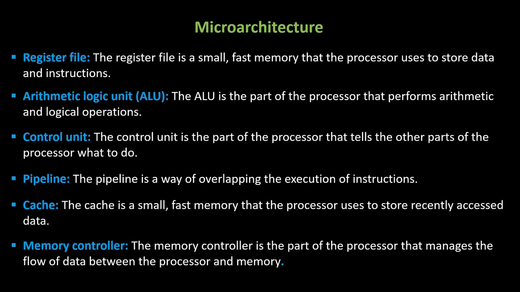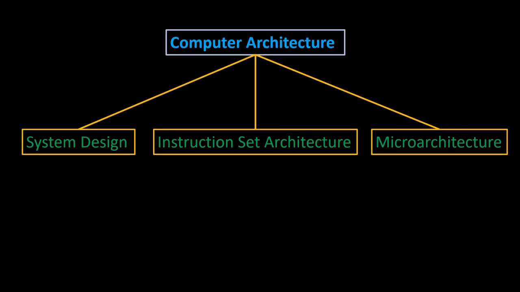And there you have it, the three main categories of computer architecture: system design, instruction set architecture, and microarchitecture. Each category plays a crucial role in shaping the overall functionality and performance of a computer system. By understanding these aspects, we gain insights into how hardware and software work together to create powerful computing platforms. Now that we have explored the three main categories of computer architecture, let's shift our focus to two specific types that have significantly shaped the field: von Neumann architecture and Harvard architecture.